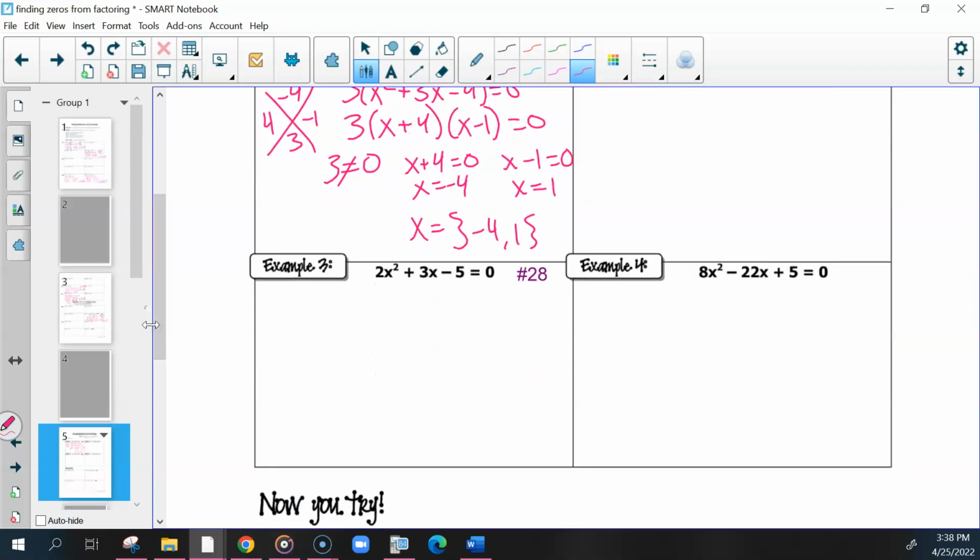For example 3, this one does not have a GCF. So I'm looking for two numbers that multiply to be -10 but add to be 3. +5 and -2 would work. So then we would go through and do the whole process. Rewrite this so that it's 4 terms. Make sure you still set it equal to 0. Factor out your GCF of both.